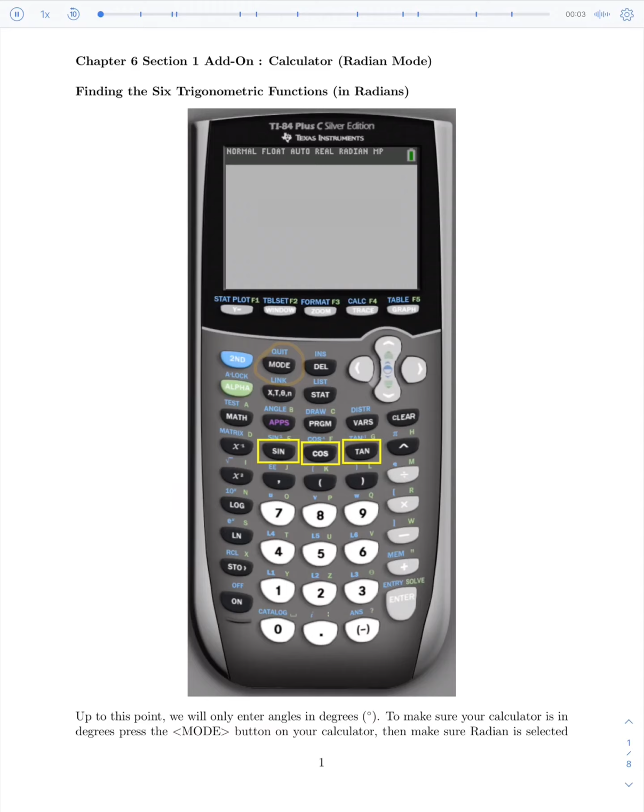Discussing how to find angles, you do need to make sure that you know the difference between radian mode and degree mode. There is a mode button on your calculator that you should become familiar with. It is right next to the blue second button, or on some calculators it's a yellow second button.